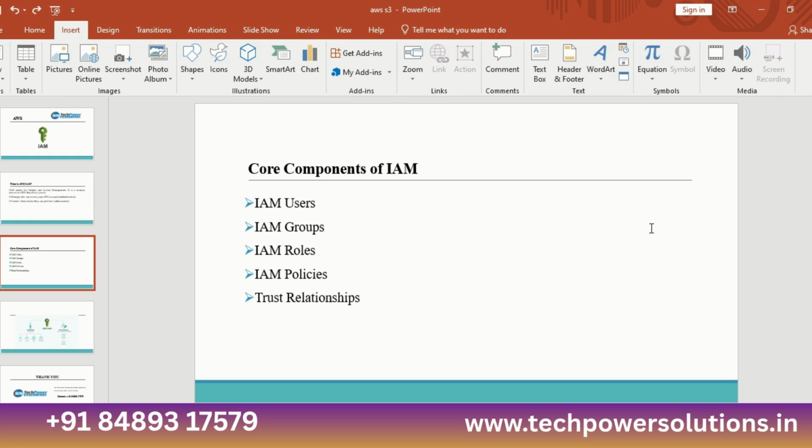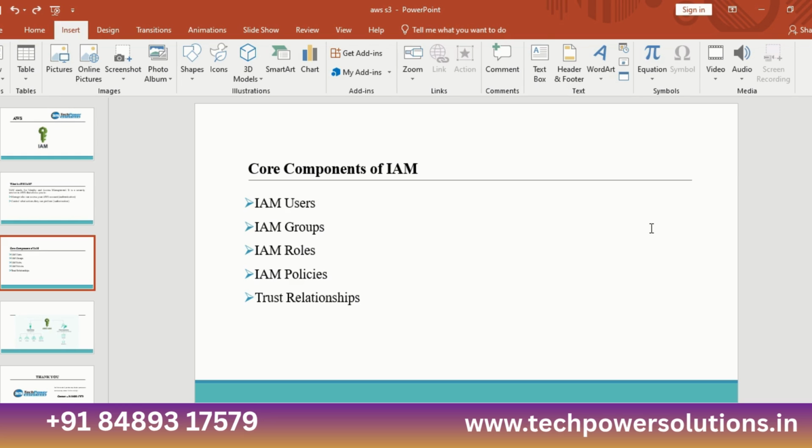Next, IAM roles. So it is similar to users but not tied to a specific person. So used to grant temporary access to services or applications. So for example, an EC2 instance assumes a role to access S3. Then a Lambda function assumes a role to access DynamoDB.